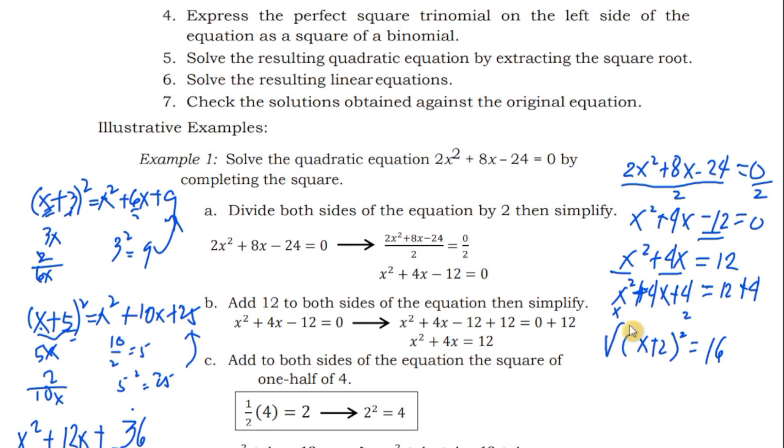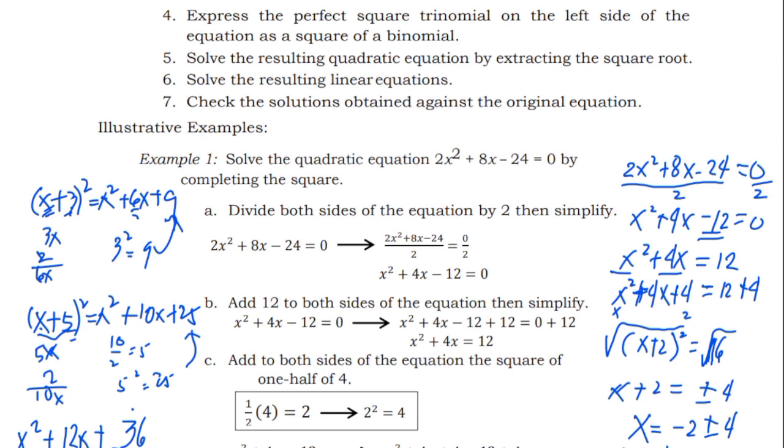Then take the square root of both sides. So we now have x plus 2 equals plus or minus the square root of 16, which is 4. Then transpose the positive 2 to the other side, it becomes negative 2 plus or minus 4. The first x is negative 2 plus 4, which is 2. The second x is negative 2 minus 4, and that is negative 6. That is how we arrive at our answer.